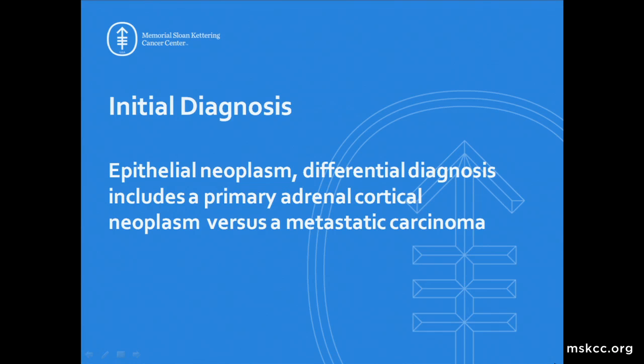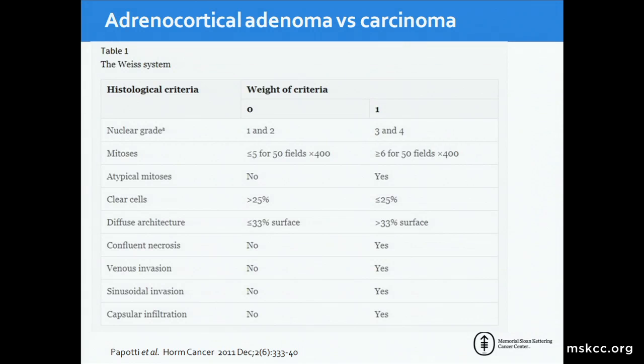So this was the initial diagnosis. Epithelial neoplasm, differential diagnosis includes a primary adrenocortical neoplasm versus a metastatic carcinoma. Not a very satisfying diagnosis.